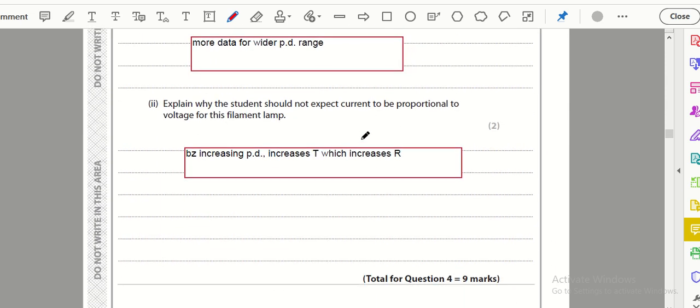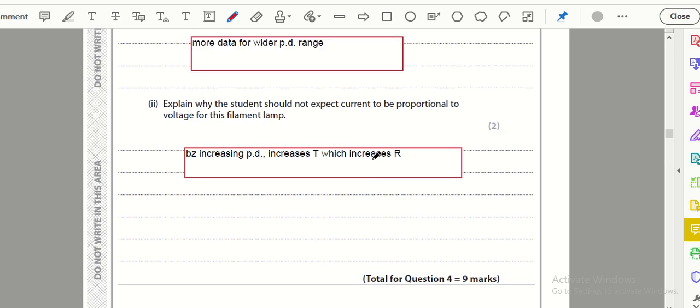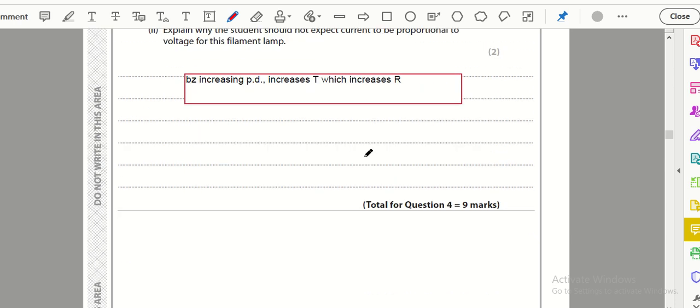Explain why the student shouldn't expect the current to be proportional to voltage for this filament lamp. We know that for the filament, increasing the potential difference increases the temperature, and an increase in temperature causes an increase in resistance, so it goes out of the straight line pattern.